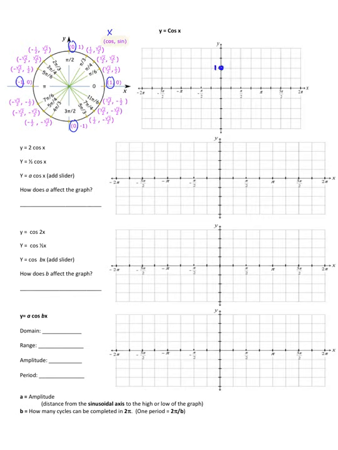It starts high. Then at pi over 2, it's at 0. At pi, it's at -1. And then at 3 pi over 2, back to 0. So notice they always still oscillate between the same points. And then let's carry this backwards.